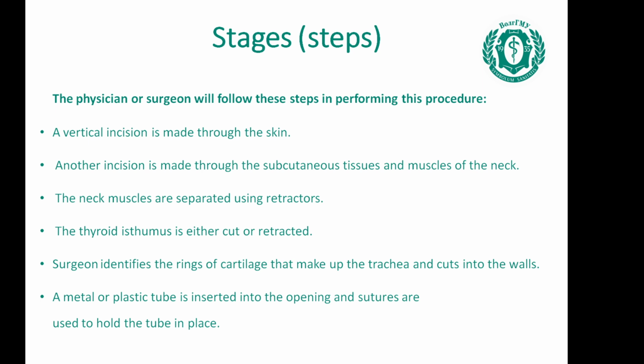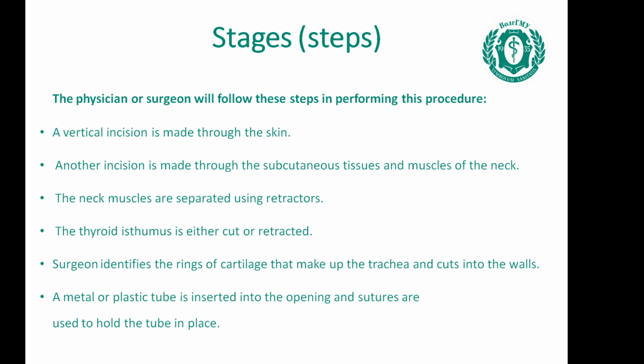Stages. Let's discuss the tracheotomy and tracheostomy stage by stage. The physician or surgeon will follow these steps in performing this procedure. First, a vertical incision is made through the skin. Second, another incision is made through the subcutaneous tissues and muscles of the neck. Third, the neck muscles are separated using retractors. Fourth, the thyroid isthmus is either cut or retracted. Fifth, the surgeon identifies the rings or cartilages that make up the trachea and cuts into the walls.